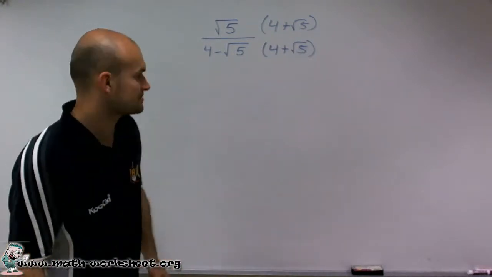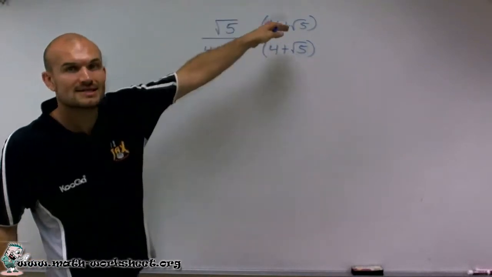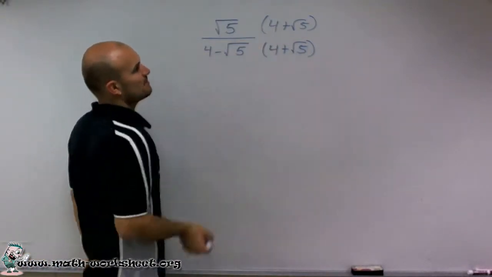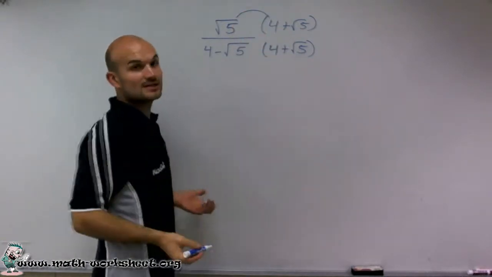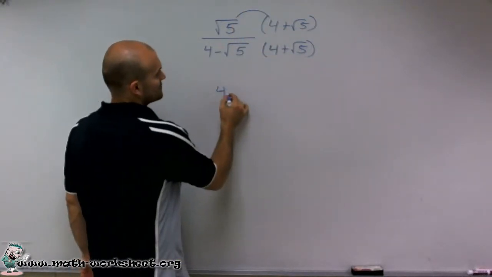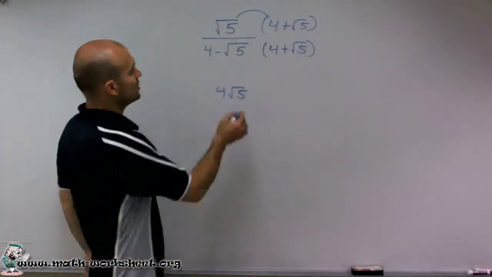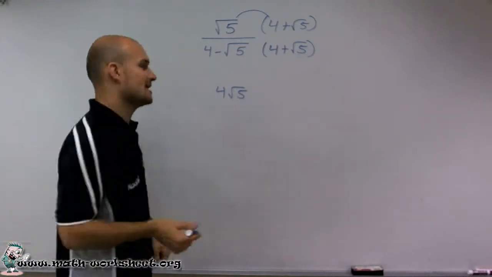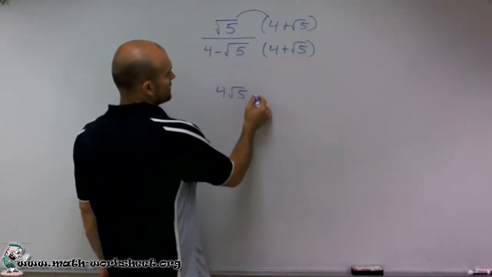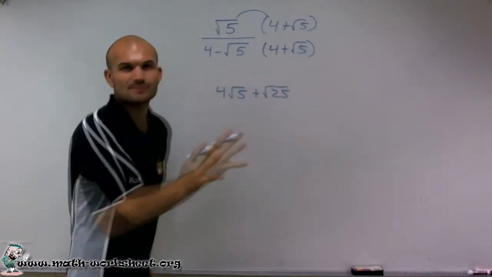So now the next thing I notice is I can just multiply the top. When multiplying a radical times a binomial, it's just going to be like your like terms. 4 times these, since they're not like terms, 4 times the square root of 5 is just going to produce 4 times the square root of 5. However, when I'm multiplying a radical times a radical, I can multiply the radicands, the numbers inside under the root. So therefore, that's going to produce plus the square root of 25. And I'll get into simplifying this in just a second.